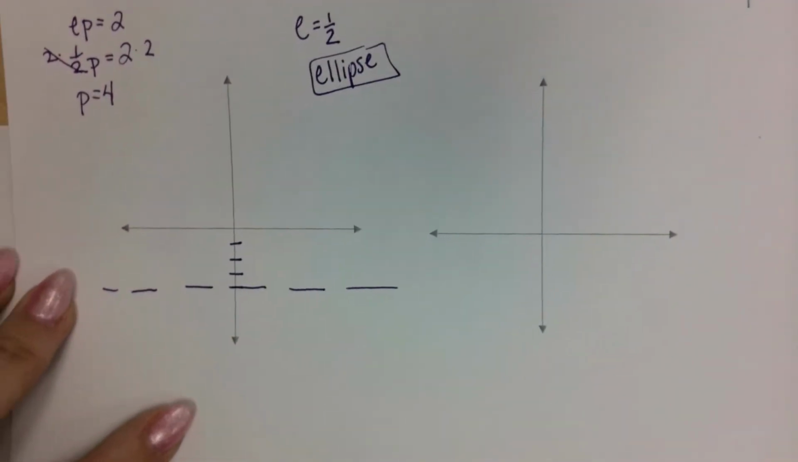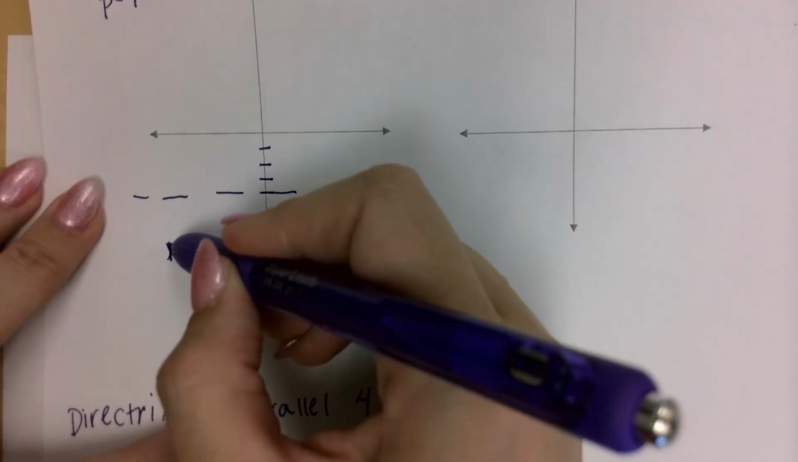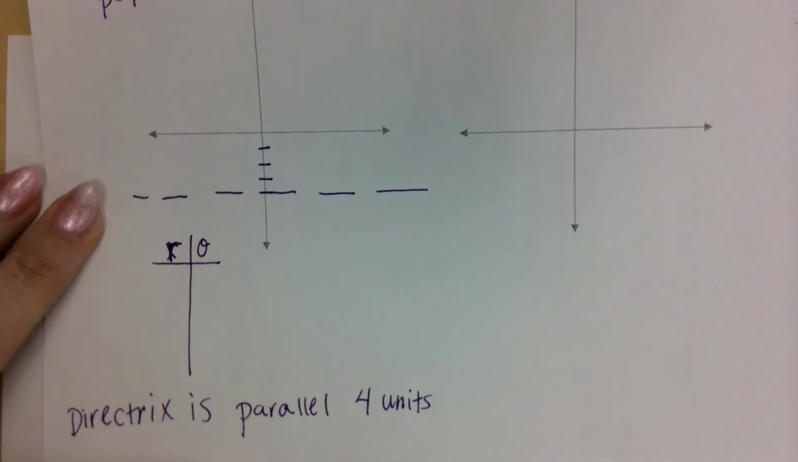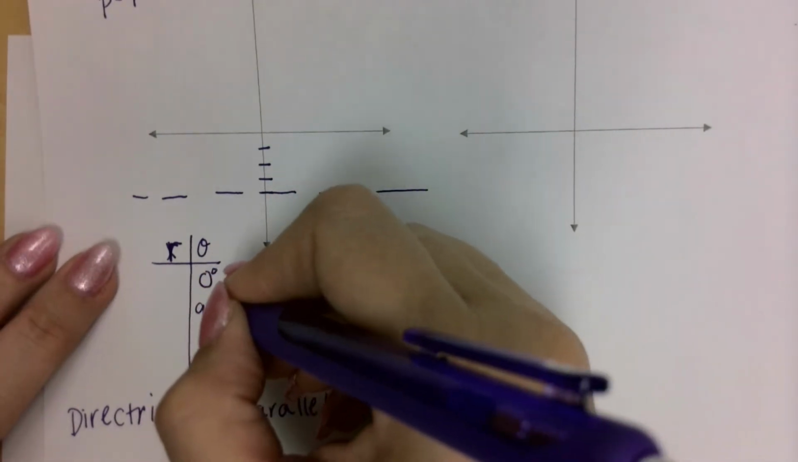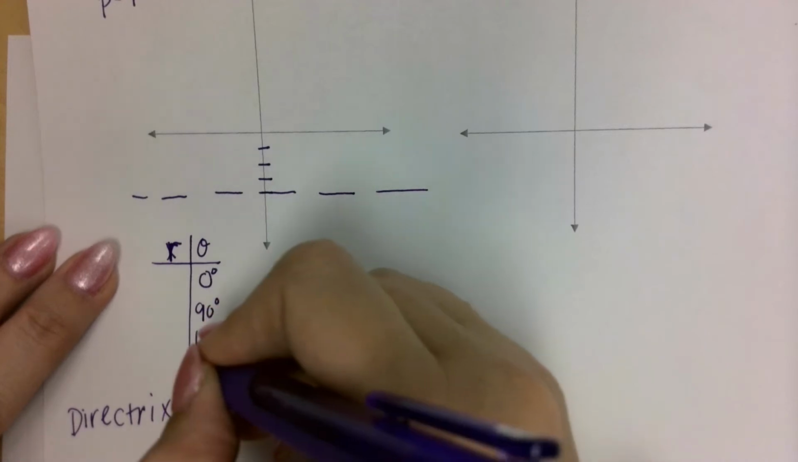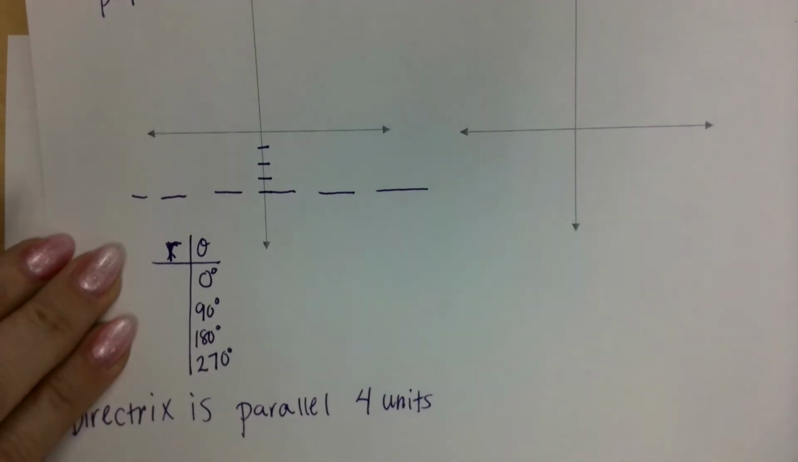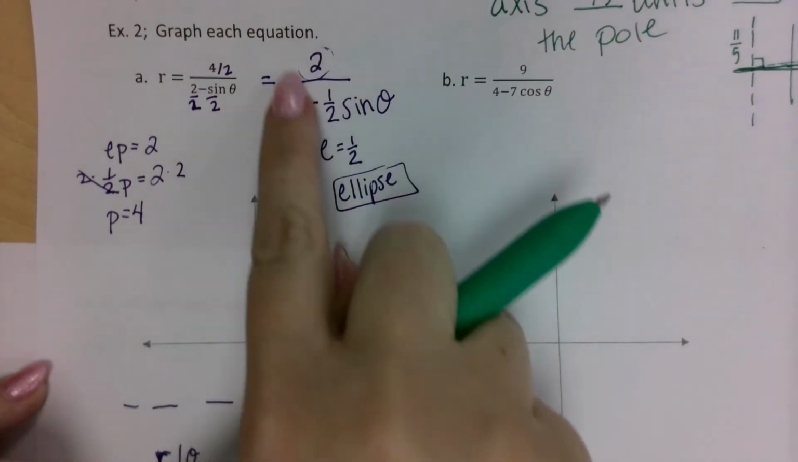Now, to get our graph, we're going to have to make an XY chart. Except because we're in polar, it's going to be an R theta chart. Now for theta, we're going to choose 0, 90 degrees, 180 degrees, and 270 degrees. I sure hope you haven't forgotten about your unit circle, because we're going to be talking about unit circle right now. So I need to plug 0 degrees into this formula.